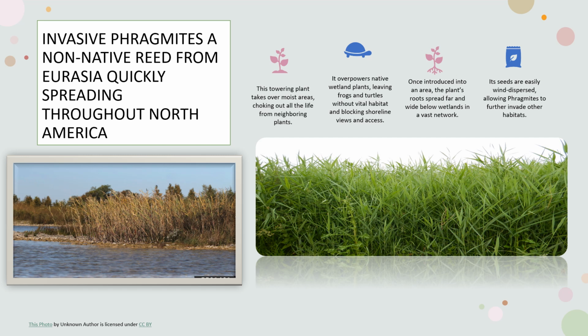The towering plant takes over moist areas, choking out a lot of life from neighboring plants. It overpowers native wetlands, leaving frogs and turtles without vital habitat and blocking shoreline views and access. Once introduced into the area, the plant's roots spread far and wide, below wetlands in a vast network. Its seeds are easily wind dispersed, allowing Phragmites to further invade other habitats. Phragmites is listed as a restricted species under the Invasive Species Act of 2015.